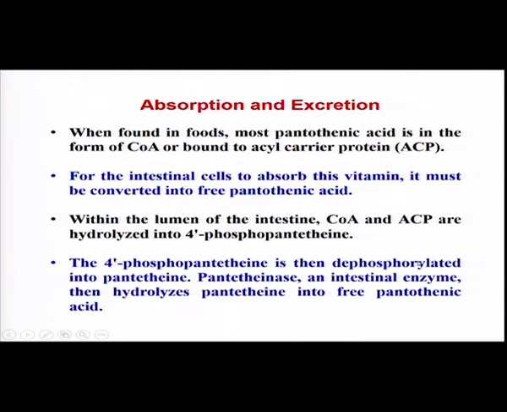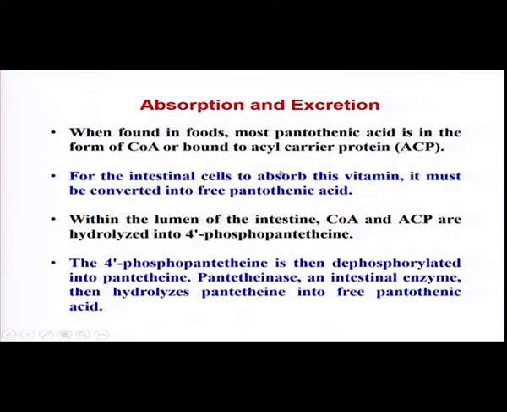The coenzyme and the acyl carrier protein are hydrolyzed to release 4-phosphopantetheine. Okay. So, this 4-phosphopantetheine is again dephosphorylated, the phosphate group is removed, and once it is removed it results in the formation of pantethine, and this enzyme, what we call pantetheinase, then hydrolyzes the pantethine further into free pantothenic acid. So, so much is going on in the intestines before you could have effective absorption of pantothenic acid.